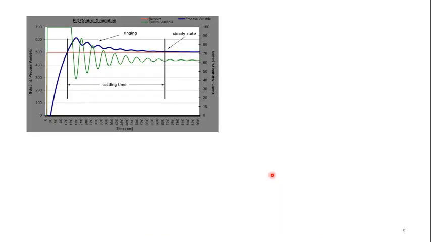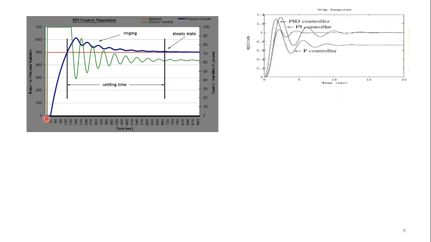So when we see the PID type of controller, how does it look like? Here we can see one simulation graph of a PID controller simulation. In this graph we can see the input, which is a step input. So it is a reference input with respect to time.